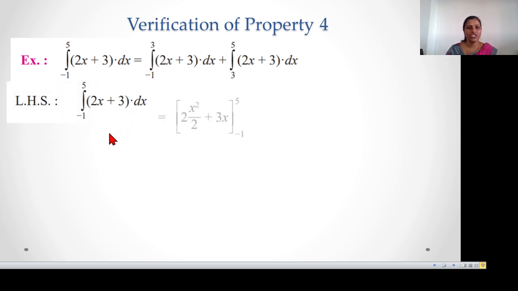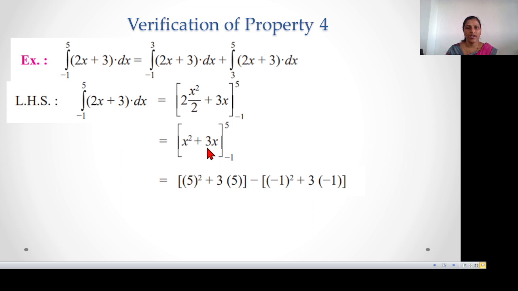First we will solve the LHS. So first we take the integral of 2x plus 3. The integral of 2x is 2x square by 2, and the integral of 3 dx is 3x. Then we apply the limits from minus 1 to 5. After calculation, the 2 gets cancelled, and the term that remains is this. By applying the upper limit value, we have this term. By applying the lower limit value, we have this term. By calculation, we get this term, and the final answer will be 42. This is our LHS answer.